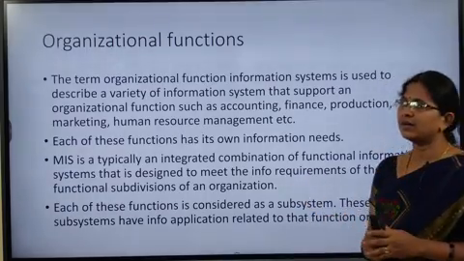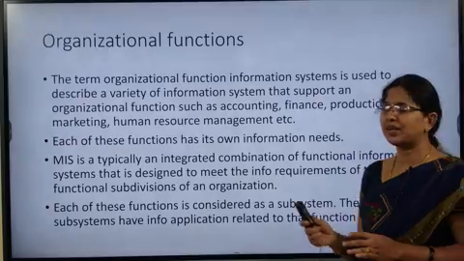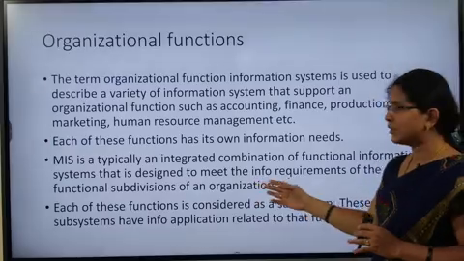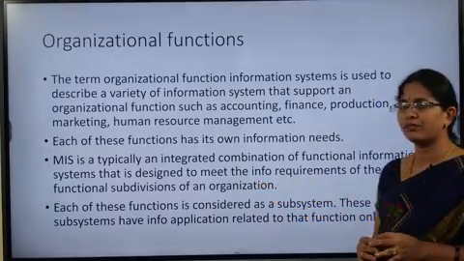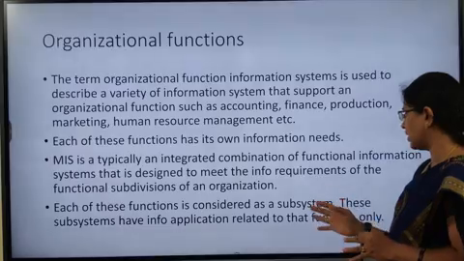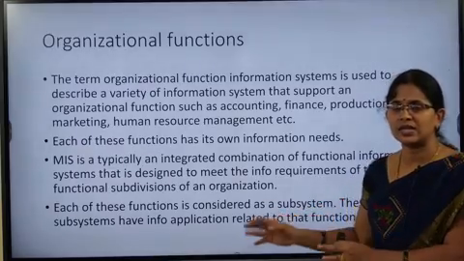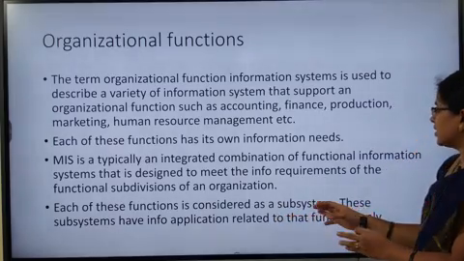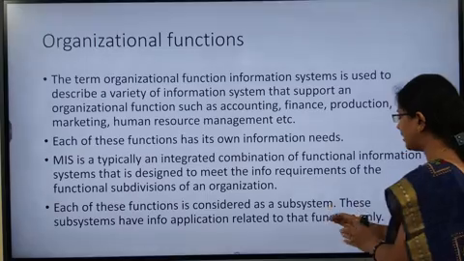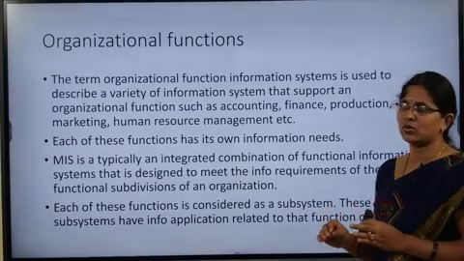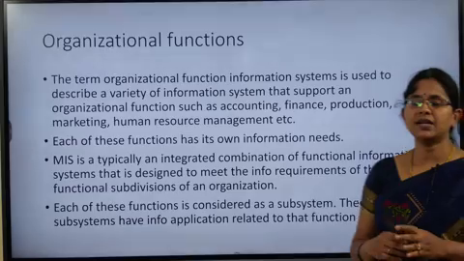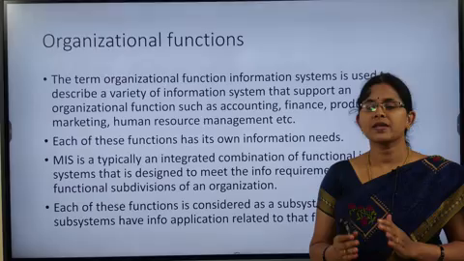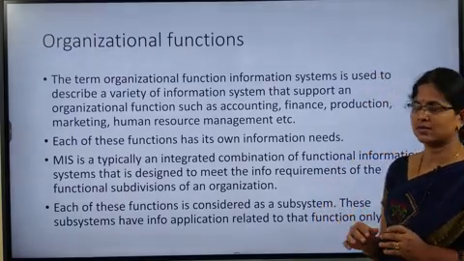And here the management information system is typically a combination of functional information systems that is designed to meet the information requirements of the functional subdivisions of an organization. As we know, each of these functions acts as a subsystem for the organization. So these subsystems have the information application related to those functions only. So these are the things which will clearly explain the structure of management information systems.